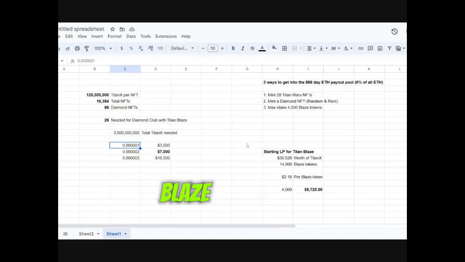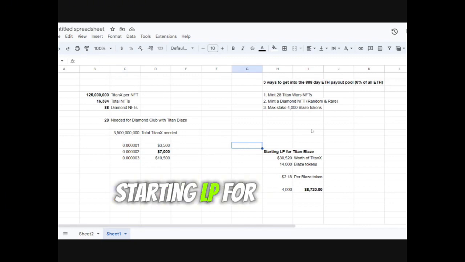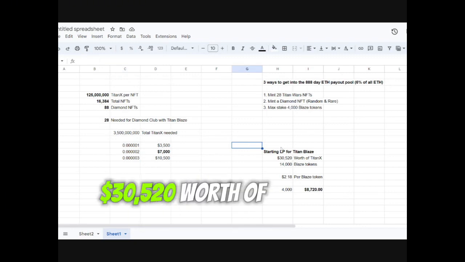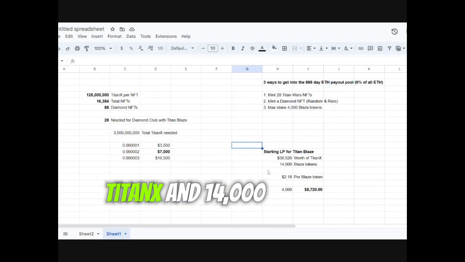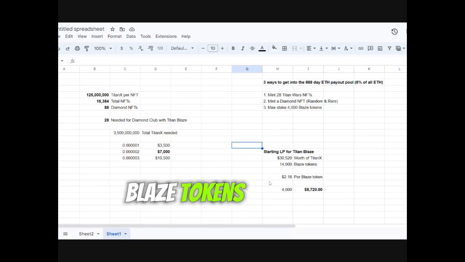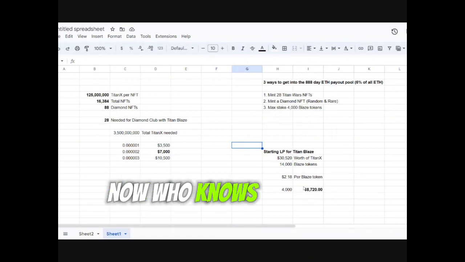Comparing that to the price of Blaze, we know the starting LP for Titan Blaze will be $30,520 worth of TitanX and 14,000 Blaze tokens, giving you $2.18 per Blaze. At 4,000 Blaze tokens times $2.18, that gives you $8,720.